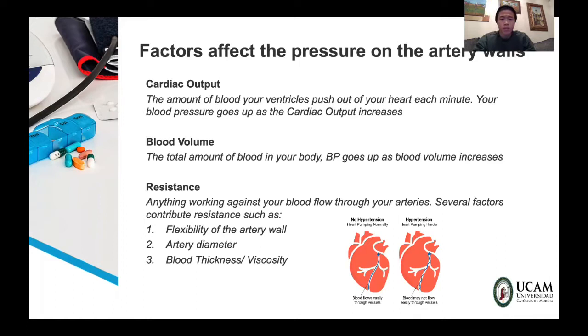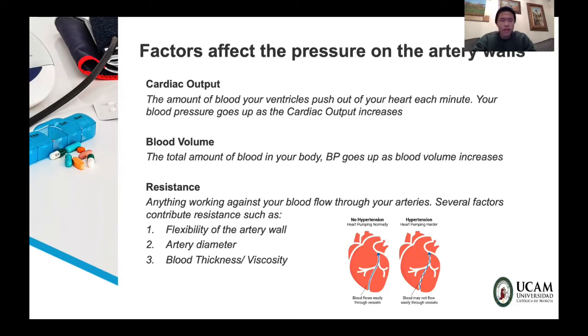Okay, so the first factor that affects the pressure on the artery walls, we have the cardiac output. And what is the cardiac output actually? Cardiac output is the amount of blood your ventricles push out of your heart each minute. Your blood pressure goes up as your cardiac output increases. And then the second one, we have the blood volume, or the total amount of blood in your body. Your blood pressure goes up as your blood volume increases also.